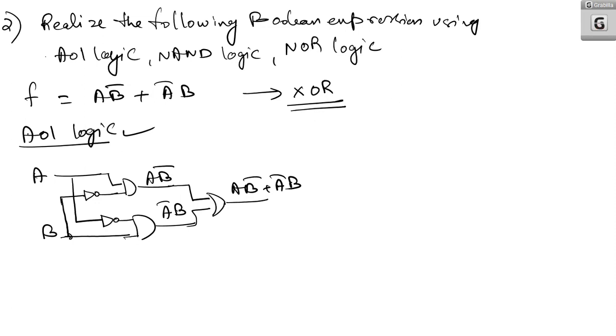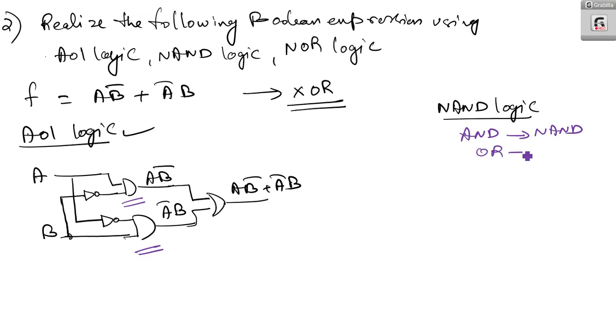Now I am going to convert it into NAND logic. How to convert it into NAND logic? The first step is you are making all AND gates to NAND gates, and making OR gates to bubbled OR gates. Here I am not intending to go with the minimum number of gates. So let me check whether it is possible.